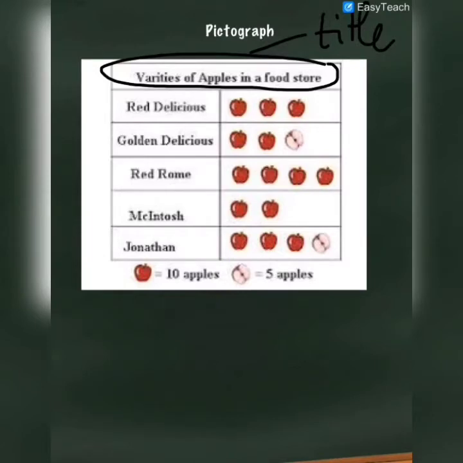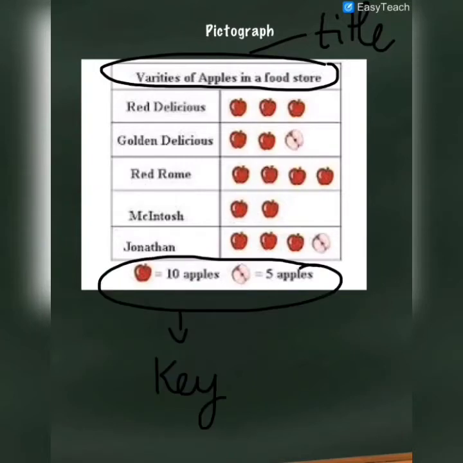Then at the bottom, the key is given. The key tells us how many things one image is equal to. For example, here you can see that the image of one full apple is equal to 10 apples and the image of half an apple is equal to 5 apples. So let's try to read this pictograph.